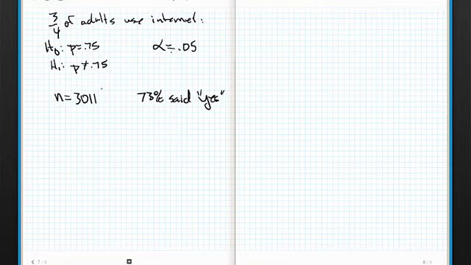Now, bear with me for just a sec. We're going to explore this problem and take our time with it. And I'm going to show you a few ways to play with it. All right? Now, first things first, let's identify what we know. I know that p hat, because remember, we took a sample of 3,011 and approximately 73%, this could be off by some decimals, said that yes, they use the internet.